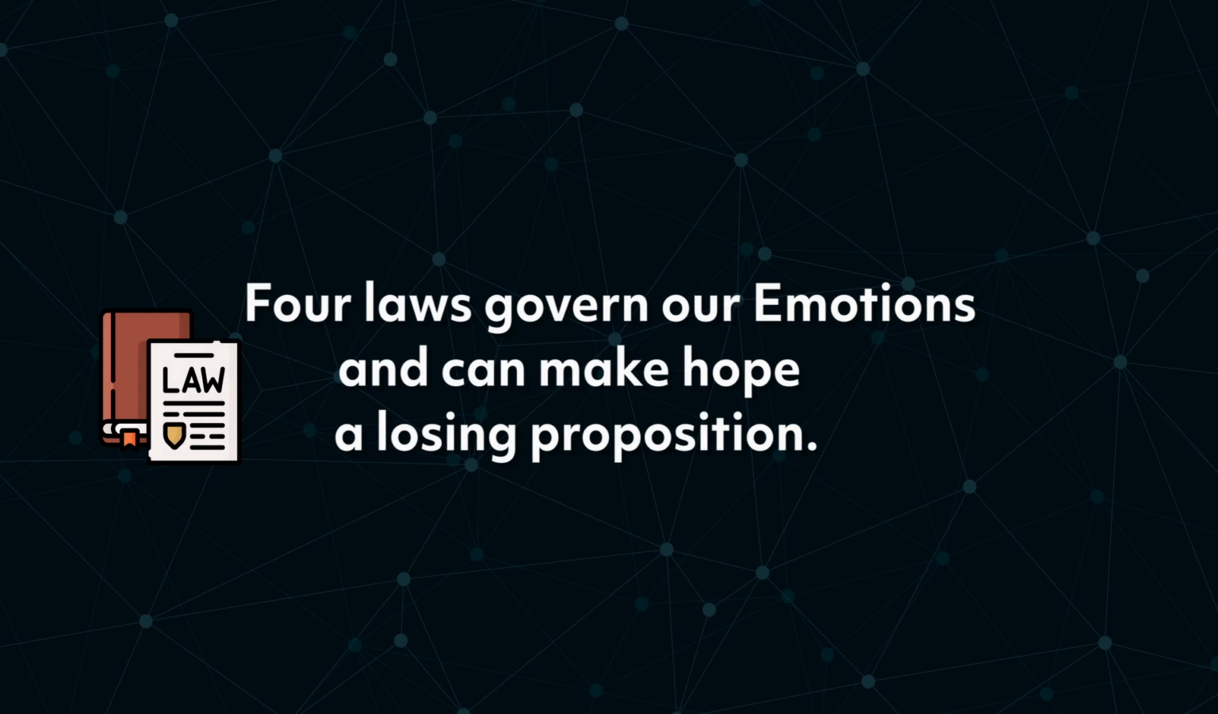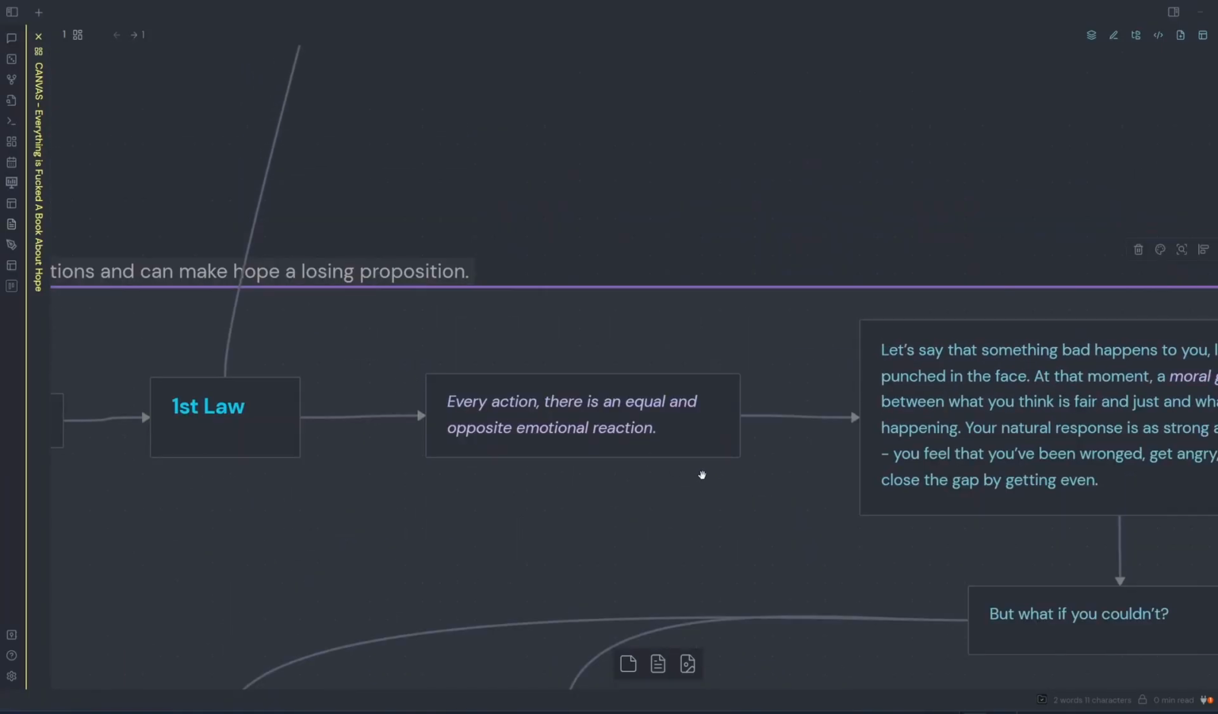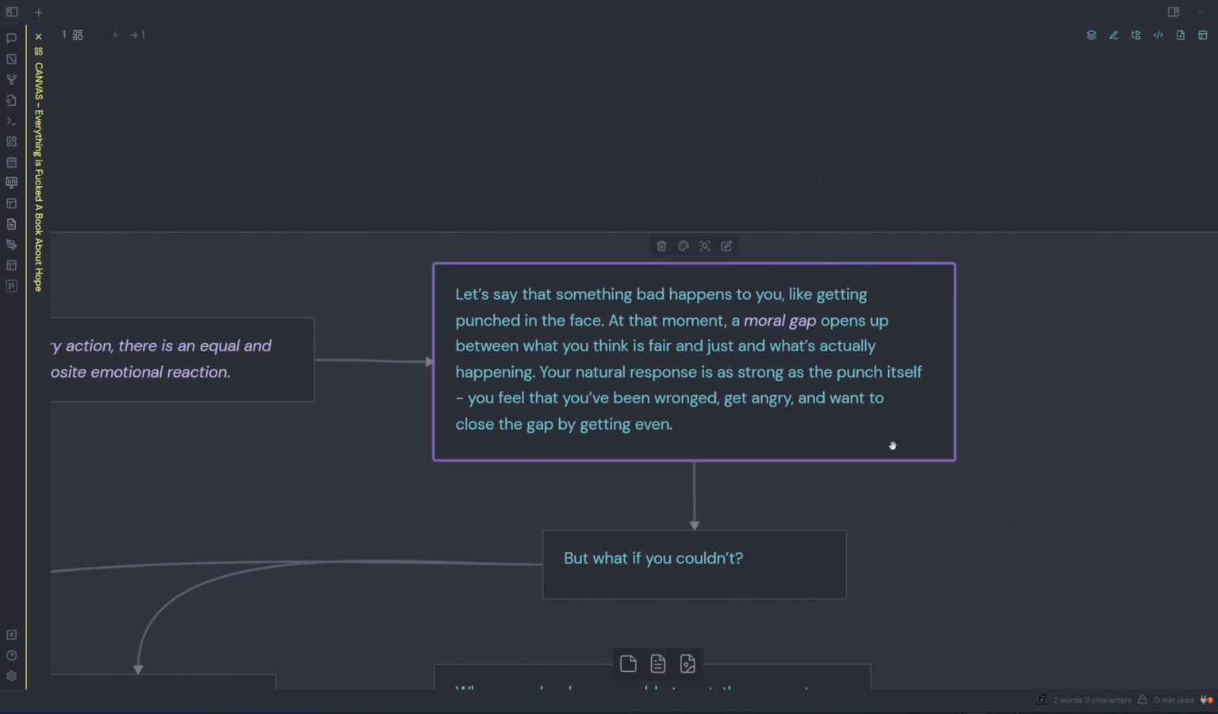Four laws govern our emotions and can make hope a losing proposition. The first law is, every action has an equal and opposite emotional reaction. Let's say something bad happens to you, like getting punched in the face. At that moment, a moral gap opens up between what you think is fair and just and what's actually happening. Your natural response is as strong as the punch itself. You feel that you've been wronged, get angry, and want to close the gap by getting even.